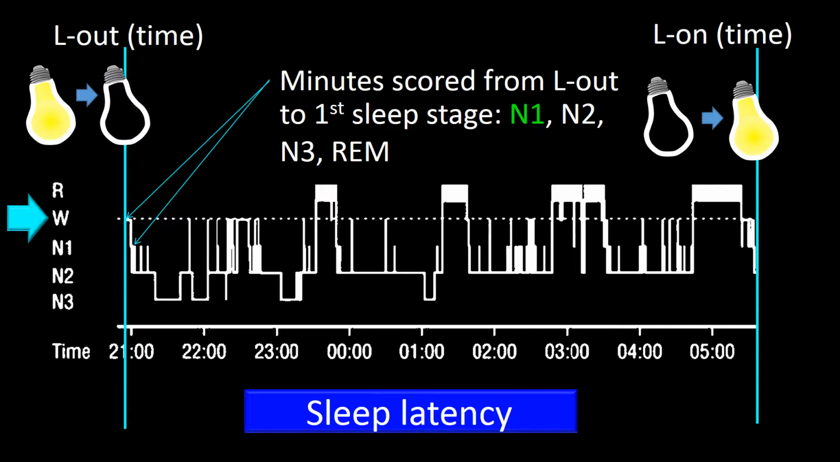This hypnogram reflects a sleep latency going from light out to N1. In this one, it is from light out to N2. And in this one, from light out to REM. Sleep latency is also a term that must be reported in every polysomnographic study.